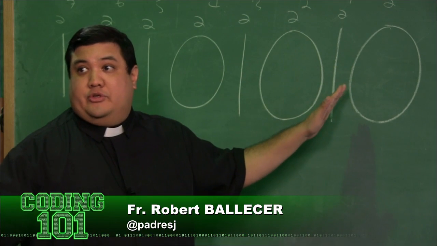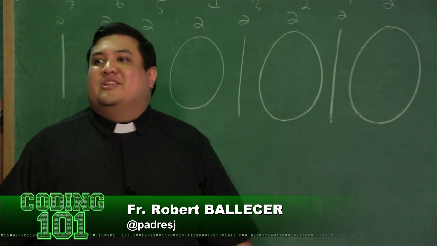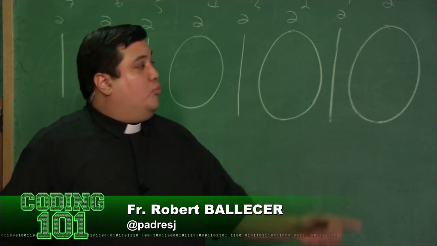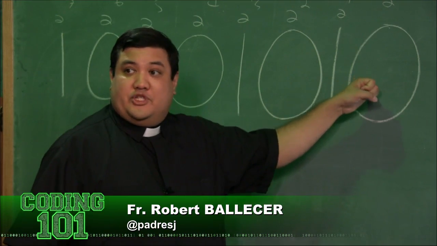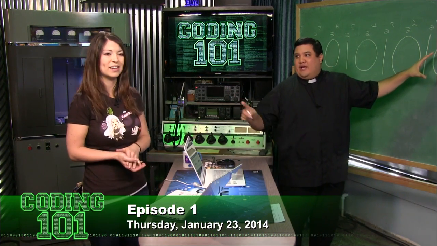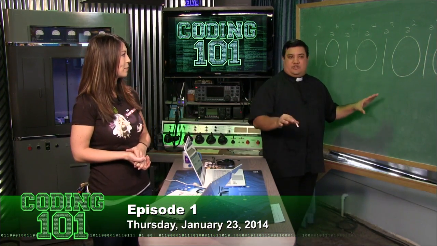2 to the power of 1 is 2, which means my numbers could only be even. So what this very first position does is allow me to have odd numbers. Because if I have a 0, then I know it's an even number. If it's a 1, I know I have an odd number.